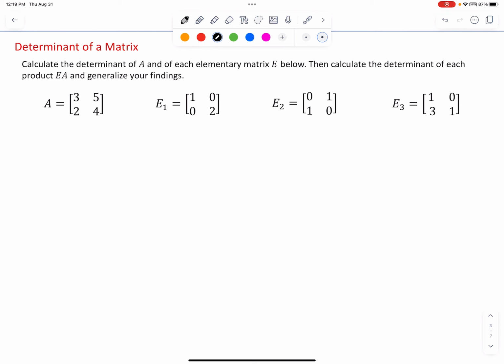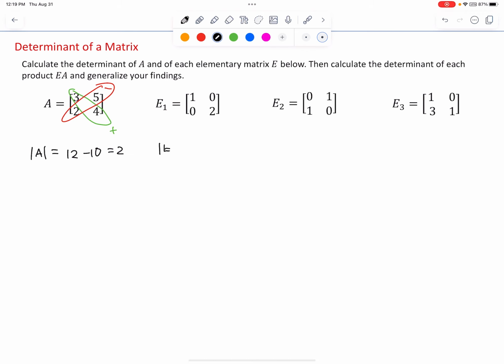Calculate the determinant of A and of each elementary matrix E below. Then calculate the determinant of each product EA and generalize your findings. Okay, for this first case, we are going to multiply the 3 and the 4 and keep a positive sign, and then we will multiply the 2 and 5 and change the sign, and then combine those two products. And so we will say that the determinant of A, so put A in absolute value bars, is equal to 12 minus 10, and we get 2. Okay, let's do similar for each of these.